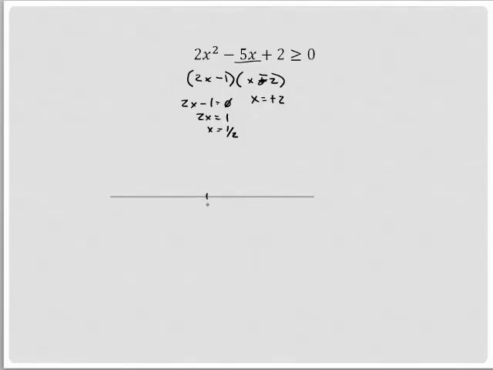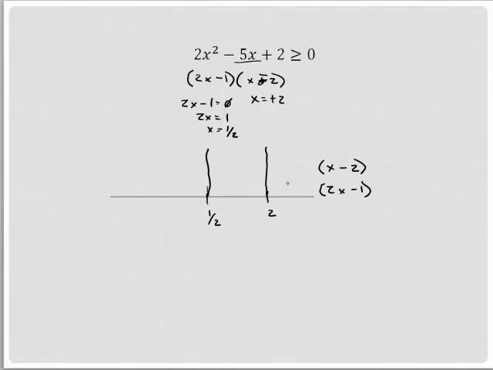So I'm going to put our 0 in here. I don't want to put it in that close. We'll put our 1/2 in here. And we'll put our 2 in here. And our products, 2x minus 1 and x minus 2.